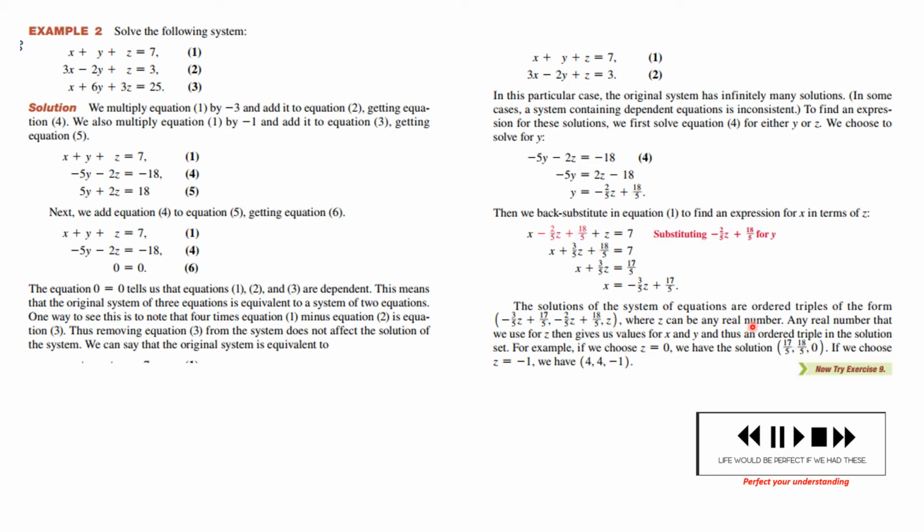So, for example, if we chose z to be equal to 0, we would get this as one of the points. If we chose z to be equal to minus 1, we have this. But the solution to this system is going to be this. Any set of points that satisfy this for any value of z is a solution. Perfect your understanding by trying this exercise.